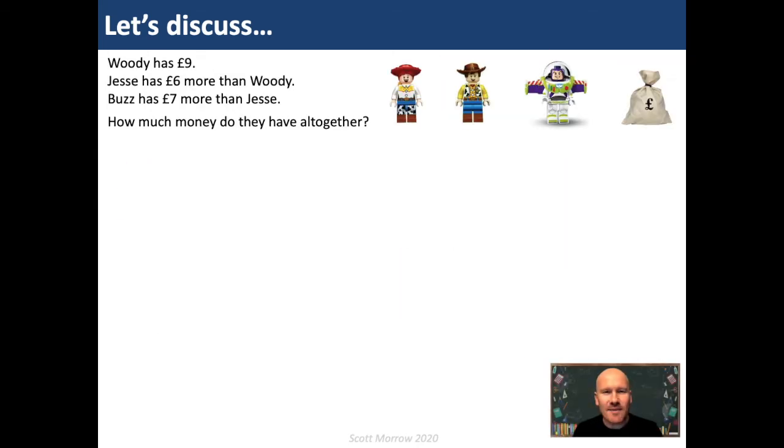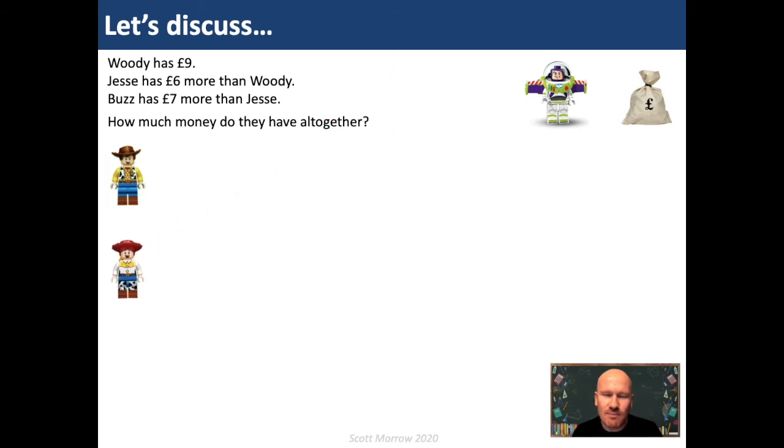Let's discuss the second problem. Woody has £9, Jessie has £6 more than Woody, Buzz has £7 more than Jessie. How much money do they have altogether? Let's look at the information we've got here. I don't know how much money Jessie or Buzz have, but again I can put them in order. Jessie has more than Woody, and Buzz has more than Jessie.